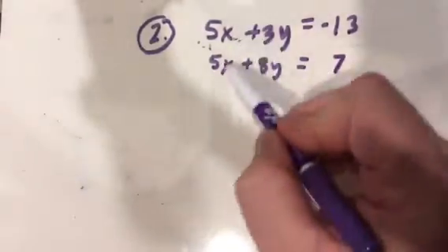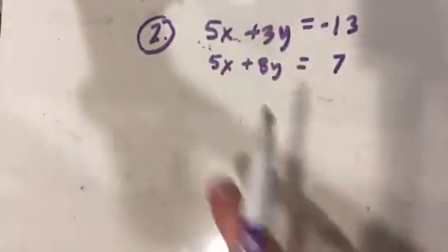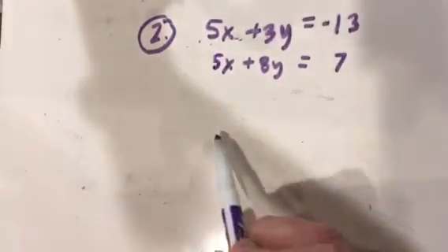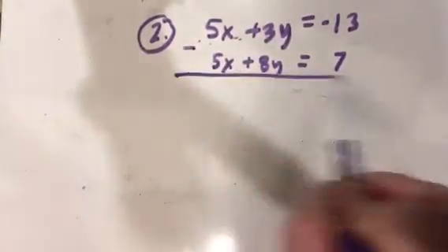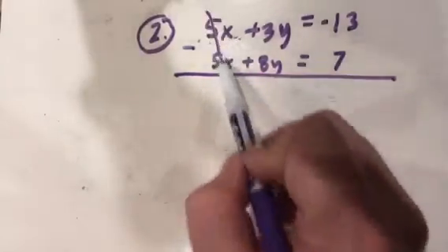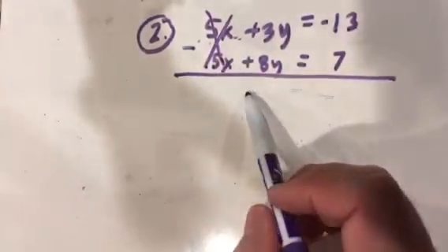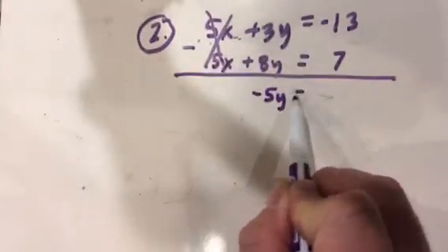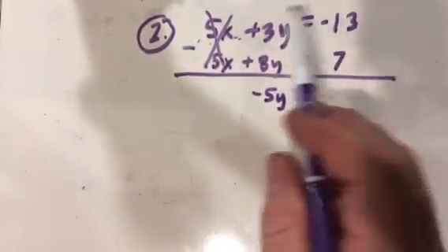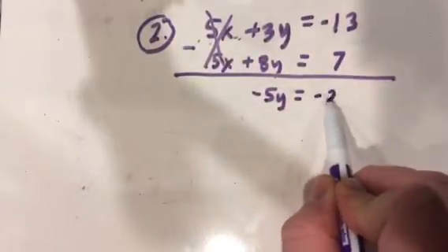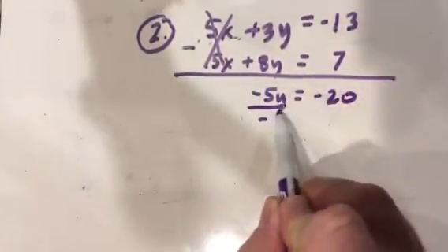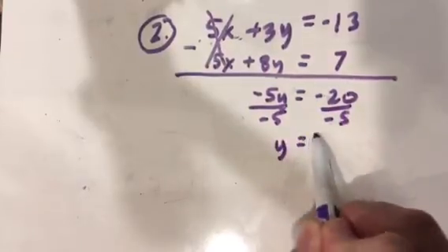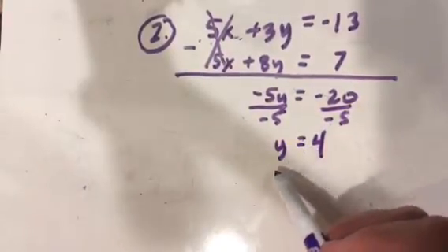All right, so again, everything's lined up. We don't have any exact opposites, but we do have 5x and 5x, which are the exact same, which means instead of adding, you can subtract. That eliminates the x's, which is what we wanted. You just have to be careful when you're subtracting. 3 minus 8 is actually negative 5y. Negative 13 minus 7 is actually negative 20, and so some people have trouble when they subtract. But it wouldn't take you very long to get that y is 4.